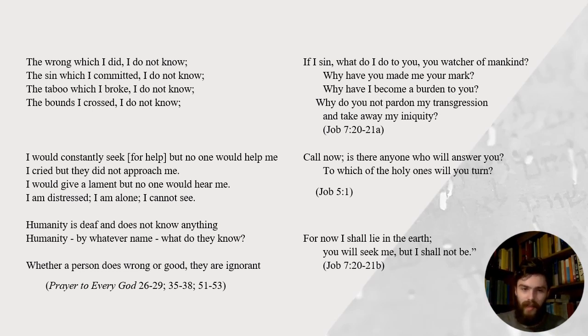It goes on that humanity is deaf and does not know anything. Humanity, what do they know? Whether a person does wrong or good, they're ignorant. And in Job, this passage is not really quite the same, but it's this idea of lying in the earth, and if you seek me, I will not be. It's this idea that man is nothing compared to God. They're ignorant compared to God. And the idea that humanity is deaf and is ignorant of God's ways, of course, was also expressed in Job 7, verses 20 to 21.